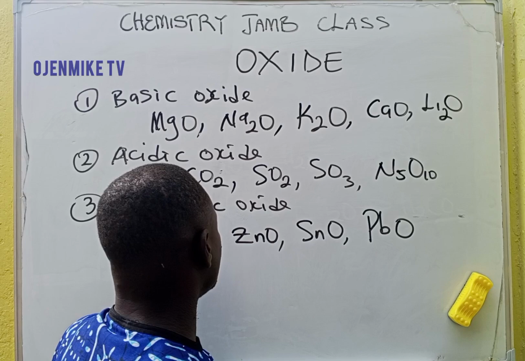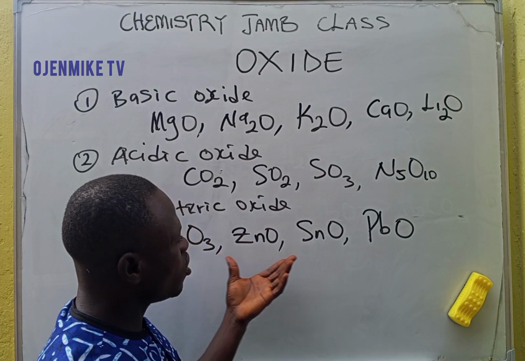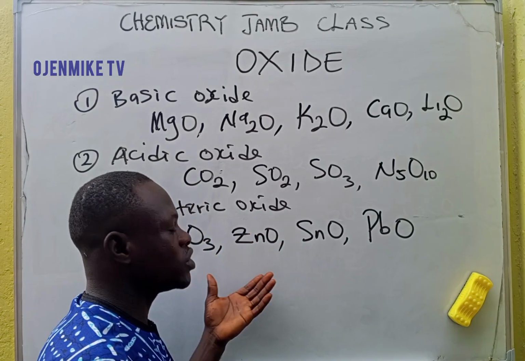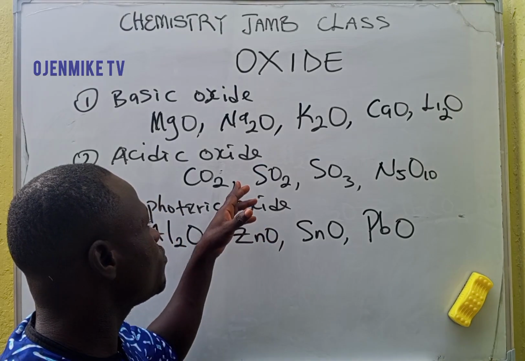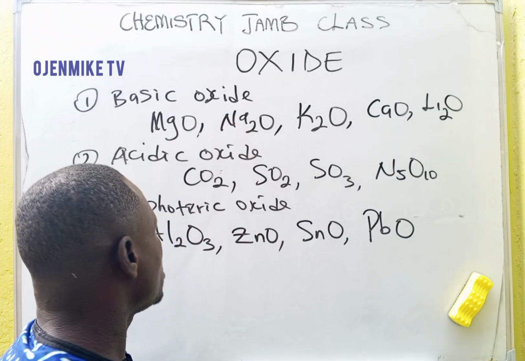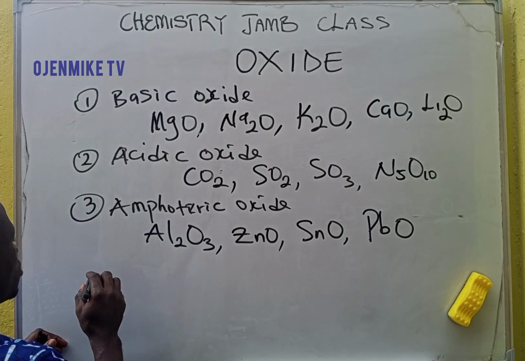They are all amphoteric oxide. Do you get that? So all these ones are amphoteric oxide. When you dissolve them in water, they give the characteristics of acid and base. Then let's look at the last one.